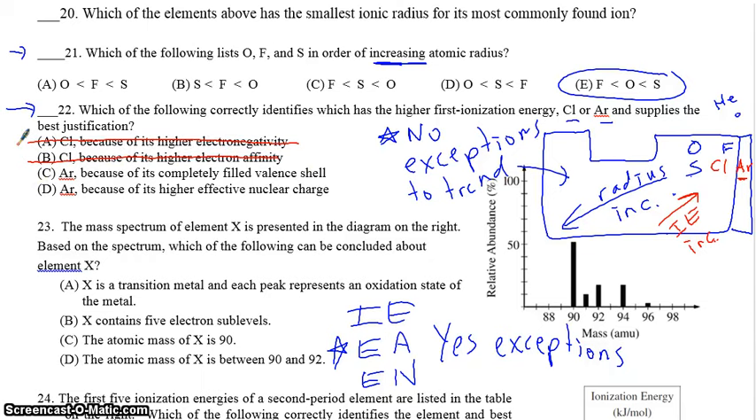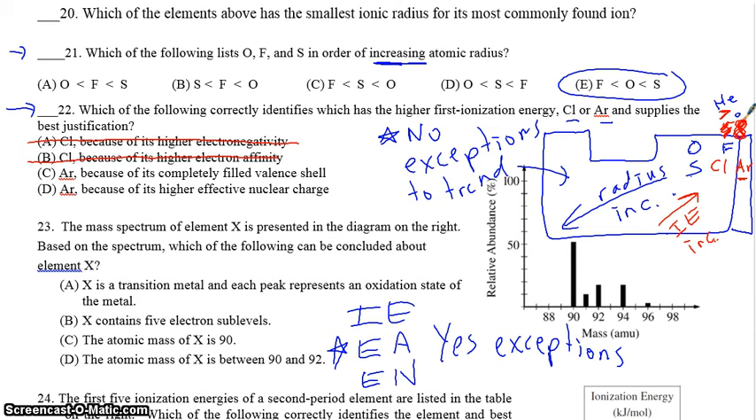The question is which best identifies the reason. C says argon because it has a completely filled valence shell. Now this is true. Valence electrons, remember, increase this way. So chlorine has 7 valence electrons, 5 in the P subshell. Argon does have a full shell, all 8 of its valence electrons. However, that's not the best answer.